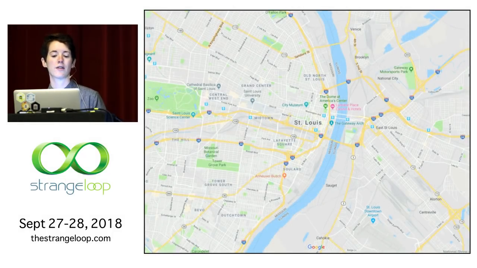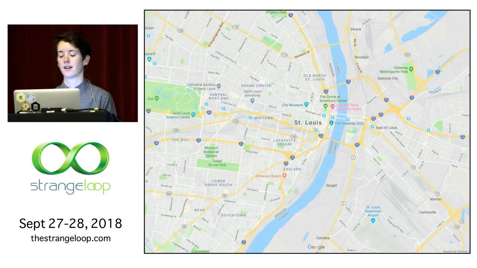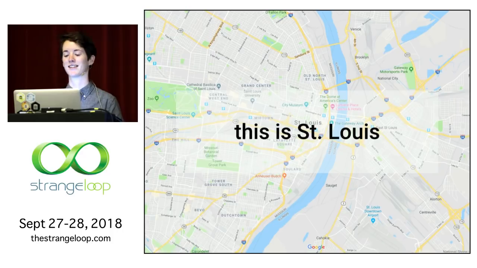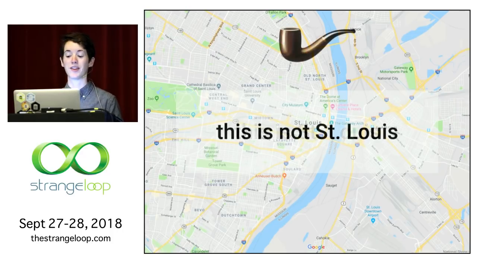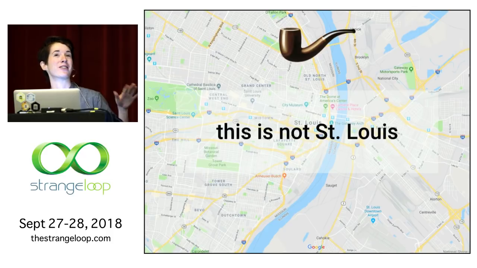So this is the first thing that I saw when I got off the plane, because I pulled it up on my phone. Maybe you did too. This is St. Louis. Pretty cool. But this is not St. Louis. This is a screenshot of Google Maps that's being projected on a screen. I know, I'm blowing your mind. Bear with me.